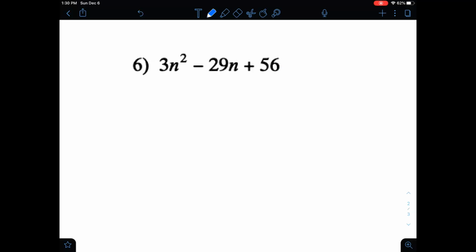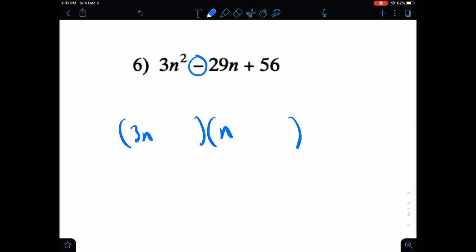We have 3 terms, right? Is it a perfect square trinomial? Well, square root of 3n squared is not a perfect square. 56 is not a perfect square. So it's not a perfect square trinomial. So we're going to be doing the smiley face or guess and check method. So what multiplies to 3n squared? Well, we got 3n and n. That's the only thing that works.